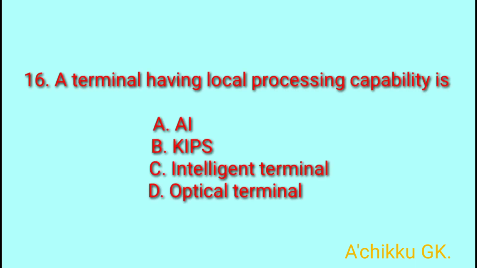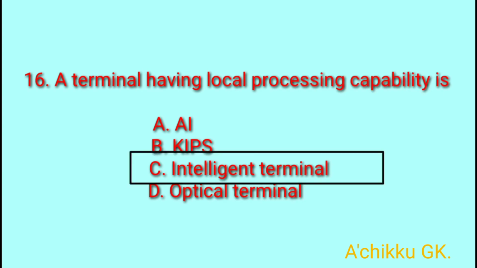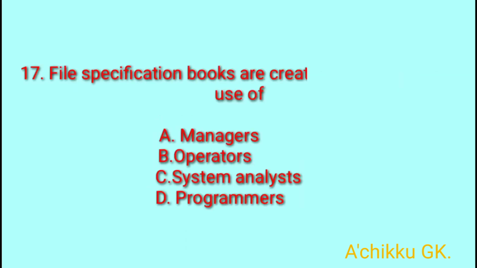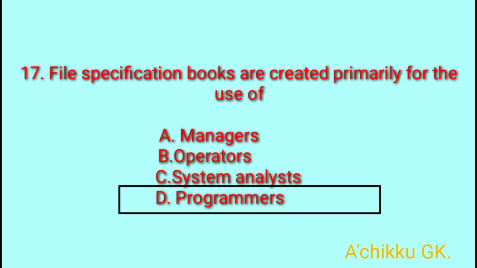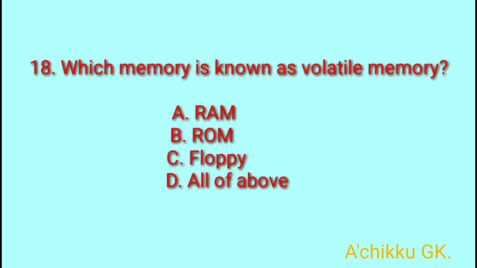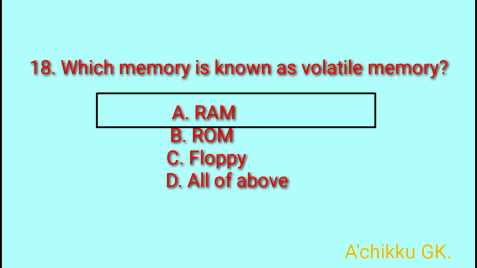A terminal having local processing capability is? Right answer C. Intelligent terminal. File specification books are created primarily for the use of? Correct answer D. Programmers. Which memory is known as volatile memory? Right answer A. RAM.